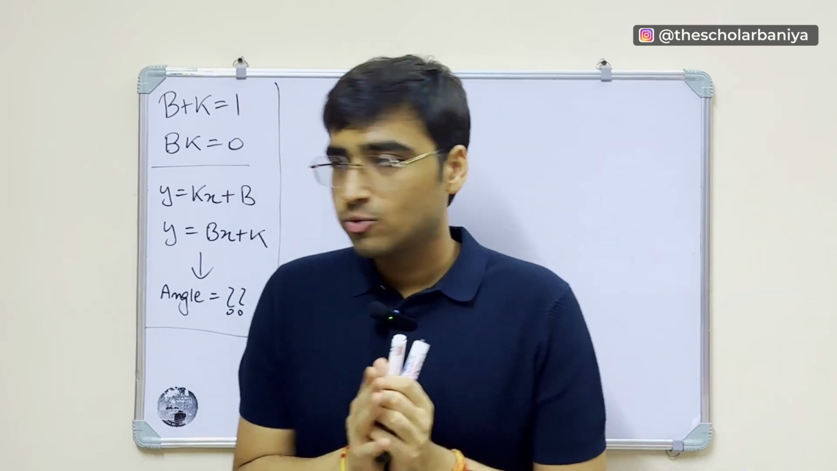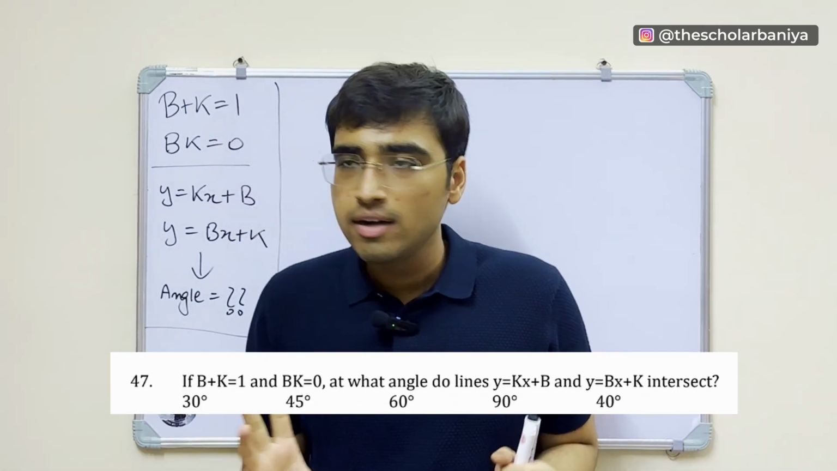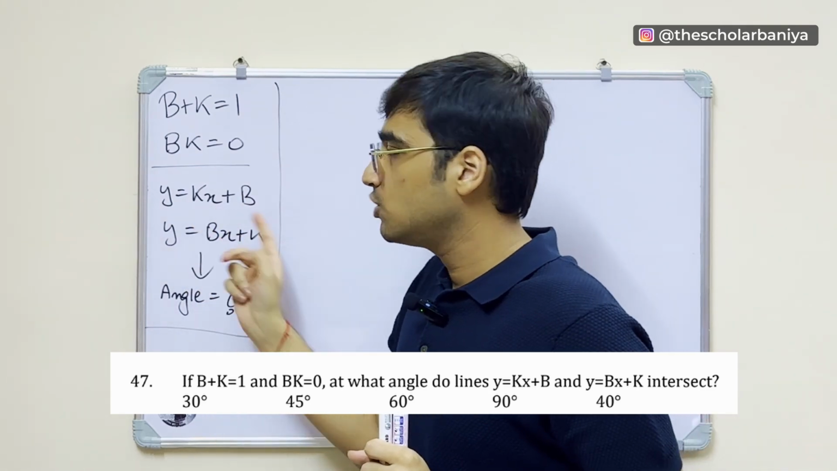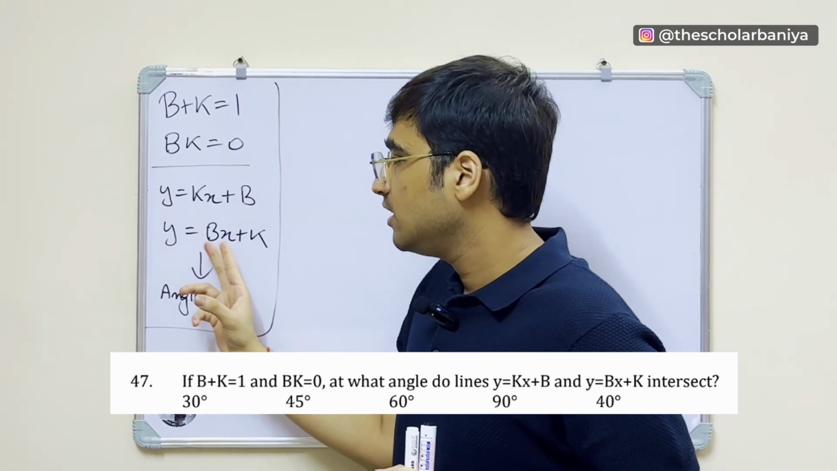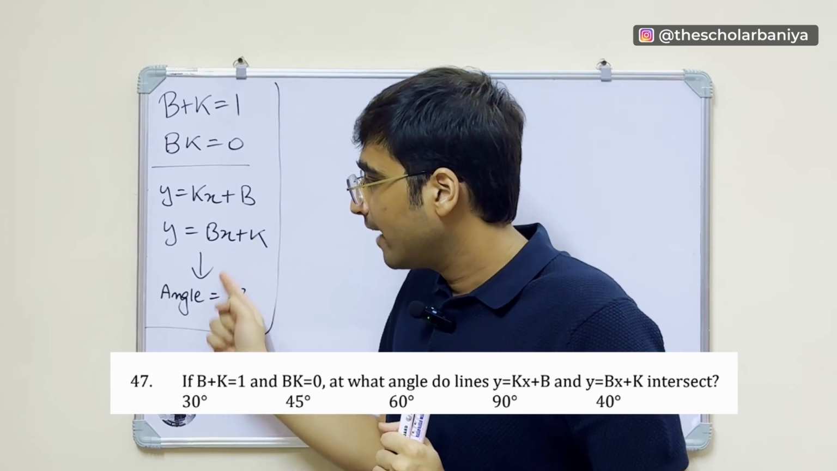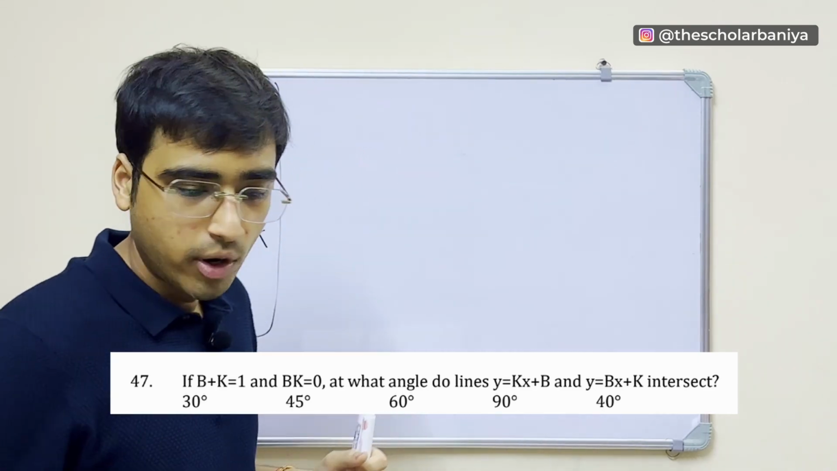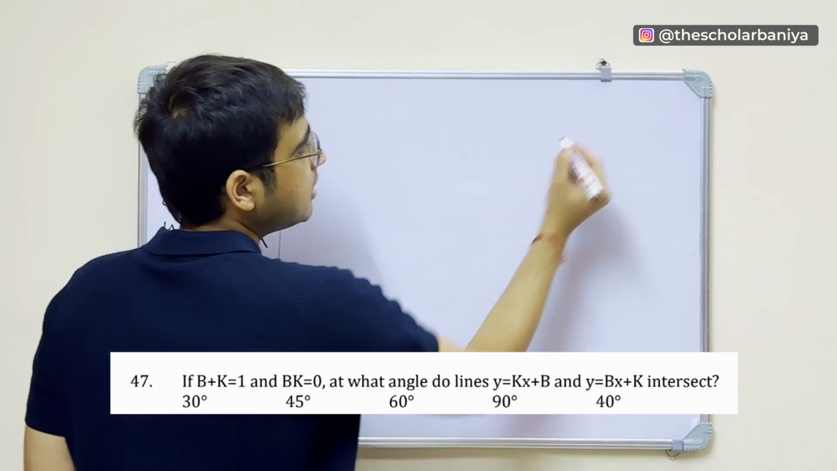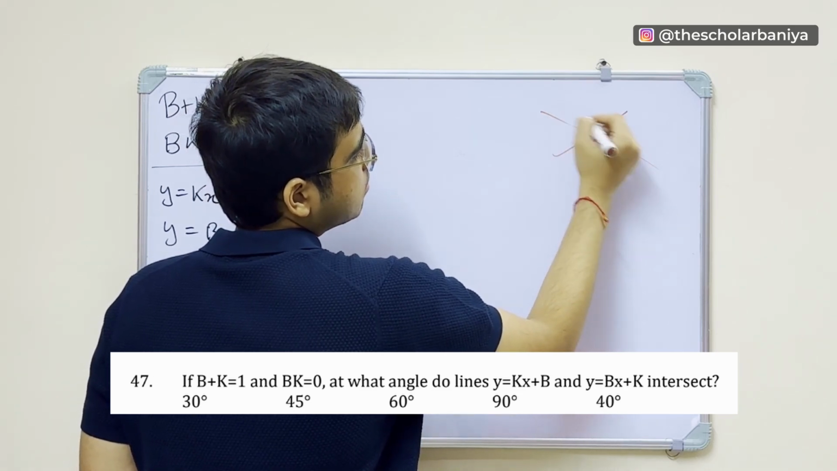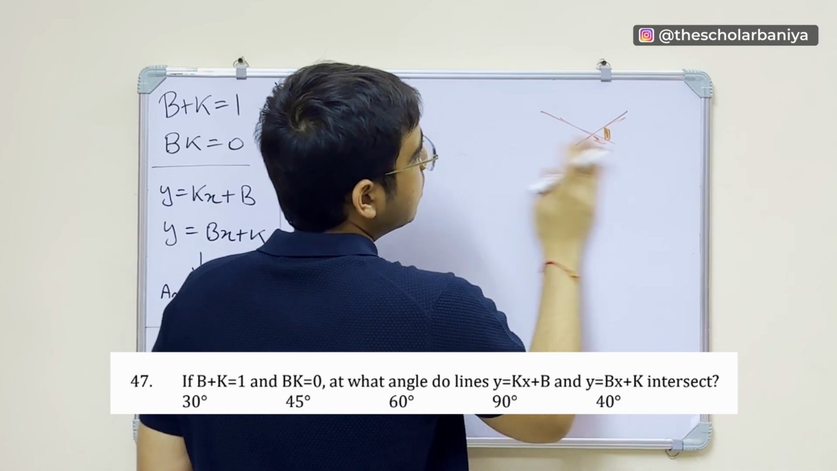So let's move on to the next question, guys. In this question, we are given that b plus k is equal to 1, bk is equal to 0. There are two lines, y is equal to kx plus b and y is equal to bx plus k. And we have to find the angle between the intersection of these two lines. So basically, what I mean is that, for example, these are two lines. So we have to find the angle of the intersection. At what angle do these lines intersect?